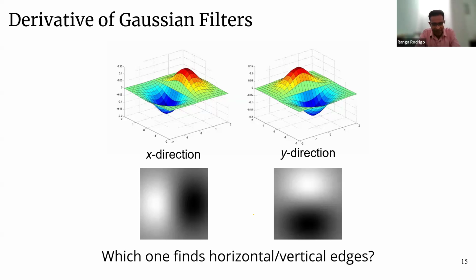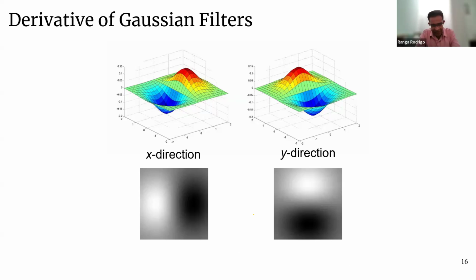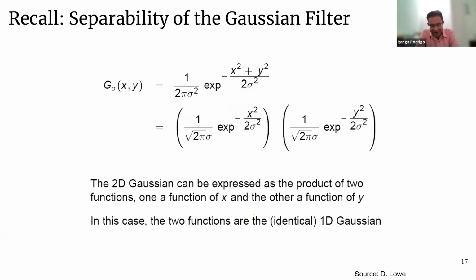These filters are separable also, because you can separate them into a totally x dependent function and a totally y dependent function. So separability also helps us increase the computational speed. There you can see they are separable. This is a function only of x. This is a function only of y. That's a Gaussian.